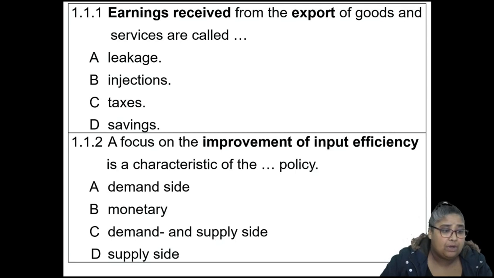Okay, so question 1.1.1. Earnings received from the export of goods and services. So it's basically what businesses or what a private individual earns from exporting when they trade with other countries. What do we call that?